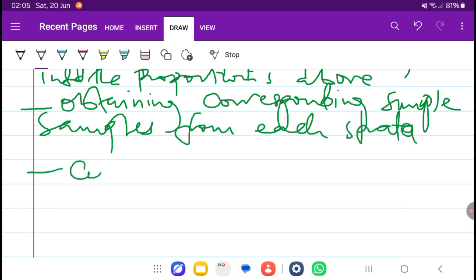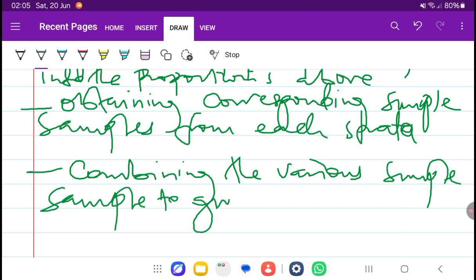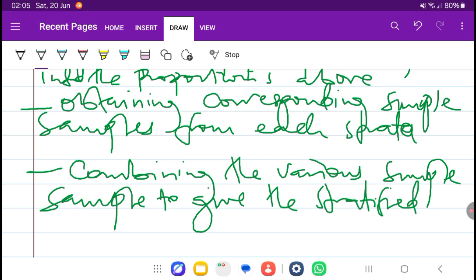And then finally combining the various simple samples to give the stratified sample.